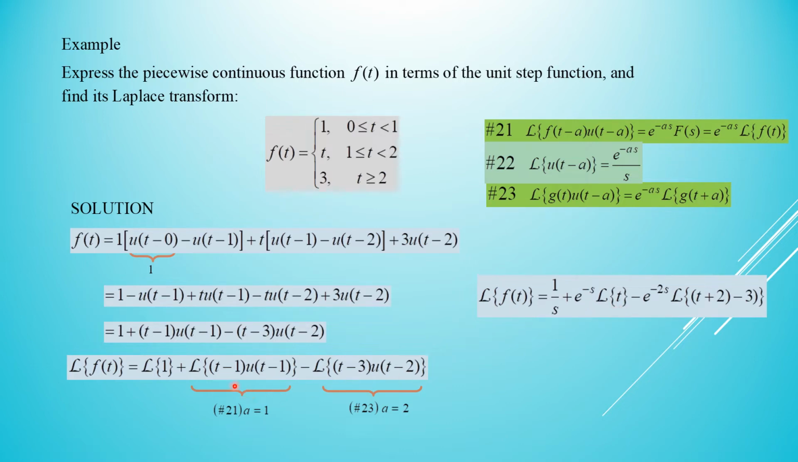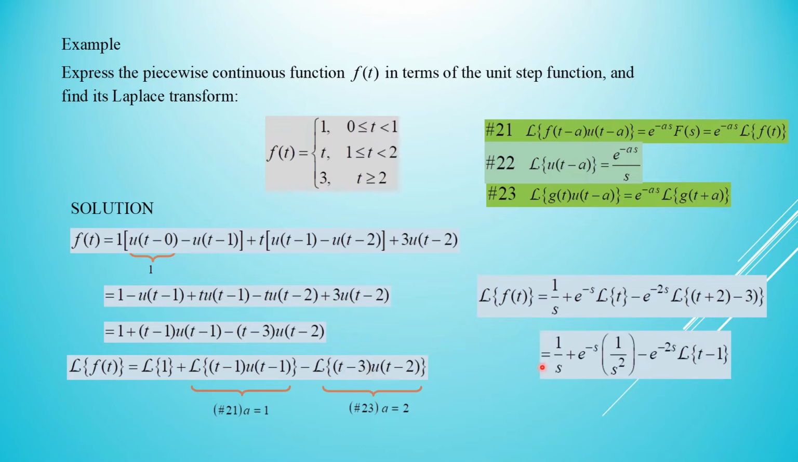Okay, so t minus 1 is the function of t translated 1 unit to the right. Minus, okay, the next one I'm going to use formula number 23, e to the minus 2s, where a is equal to 2. Laplace transform of, for the function g, the t must be replaced by t plus a. So this is the original function. Now this t must be changed into t plus a, where a is equal to 2, so we write down t plus 2 minus 3. Okay, so this one is replaced by t plus 2 minus 3.